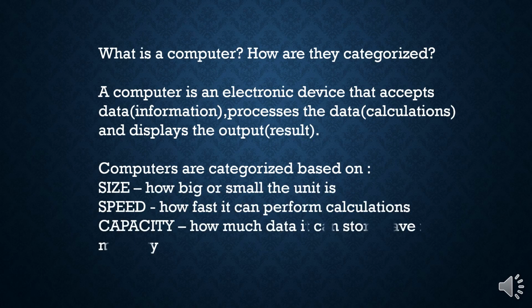A computer is an electronic device which takes data, that is information, as input, processes the data, that is calculations, and displays the output, that is result, on the computer screen. They are categorized on the basis of size, speed, and capacity. Size, how big or small the unit is. Speed, how fast it can perform calculations, and capacity, how much data it can store or save in memory.